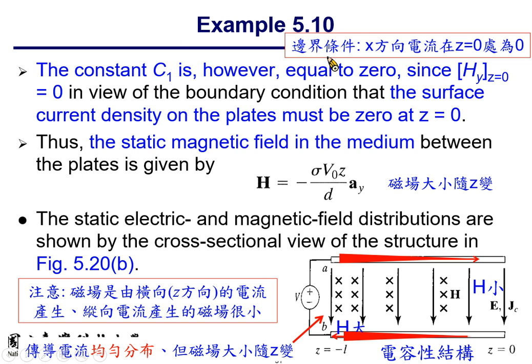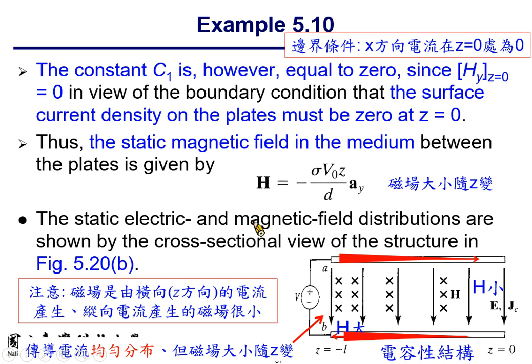So we can find the boundary condition. We use the boundary condition, that is, the current at the right-hand side, which is Z equal to 0, should be 0, right? So the expression for the magnetic field can be simply expressed as this: minus sigma V sub 0 Z over D.